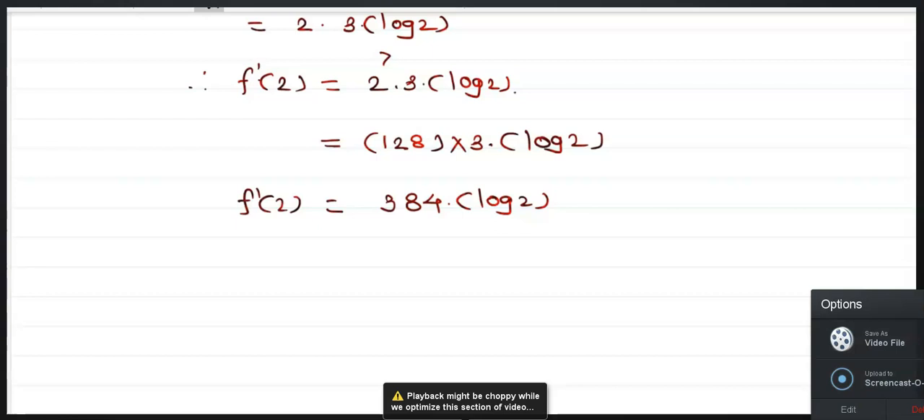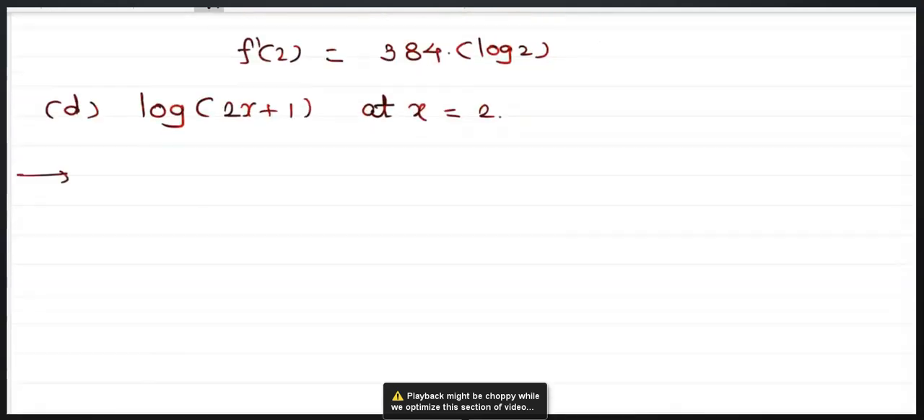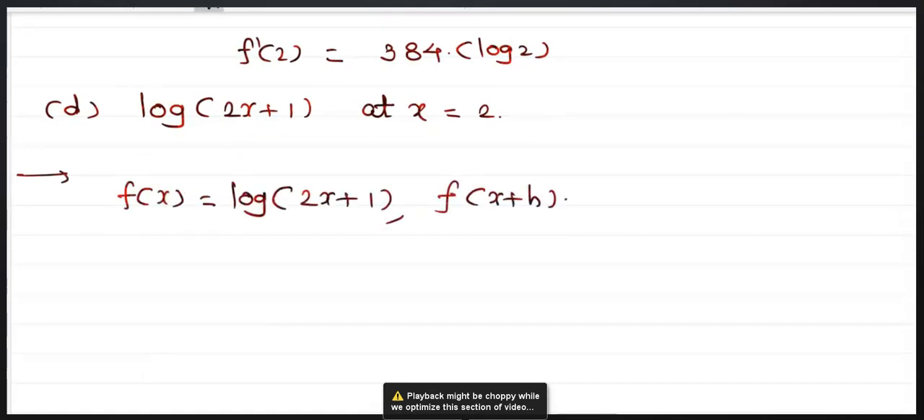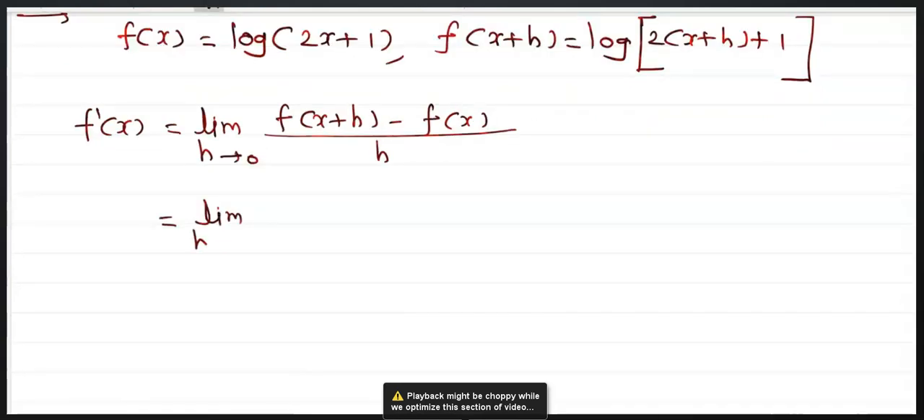Now next is log of 2x plus 1 at x equal to 2. Now again, f of x is equal to log of 2x plus 1. f of x plus h is equal to log of 2 in bracket x plus h plus 1, and f dash of x is equal to limit h tends to 0 f of x plus h minus f of x upon h. Limit h tends to 0 log of 2 in bracket x plus h. Yes, important.